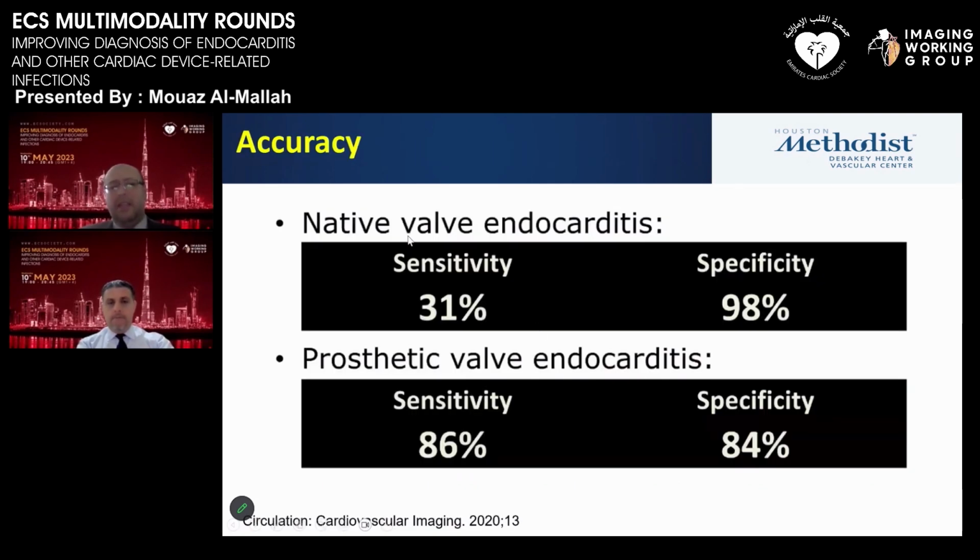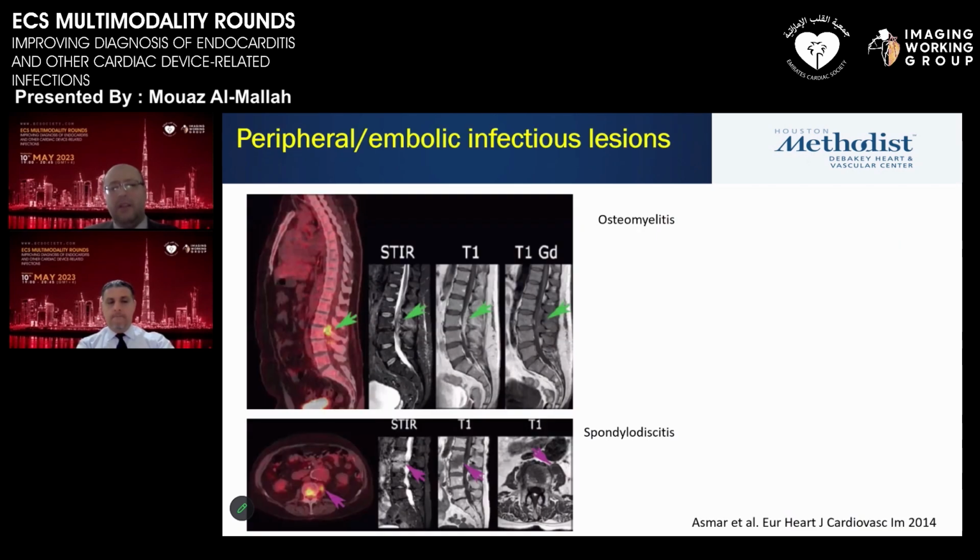So again, I want to re-hammer this point because this is one of the points of confusion. Native valve endocarditis: low sensitivity, high specificity. If it is positive, you're pretty sure. If it is negative, you need to go on and do more testing. For prosthetic valves, excellent sensitivity and specificity. So you can be fairly sure of that, but you have to do it correctly to have good results and be sure that there are no artifacts.